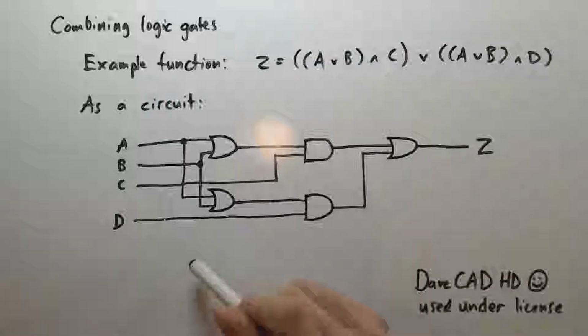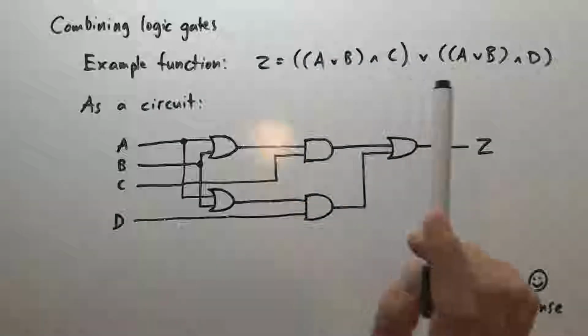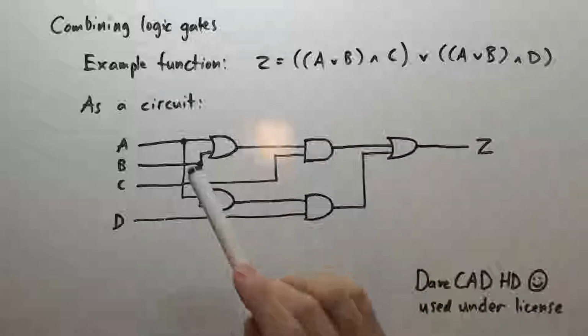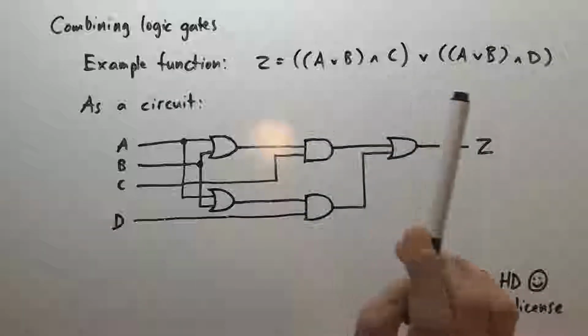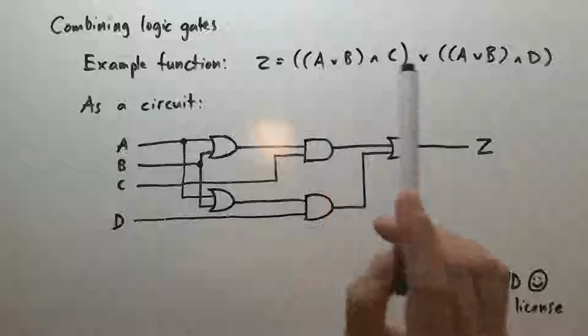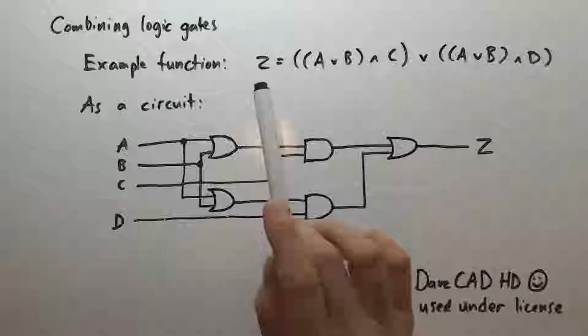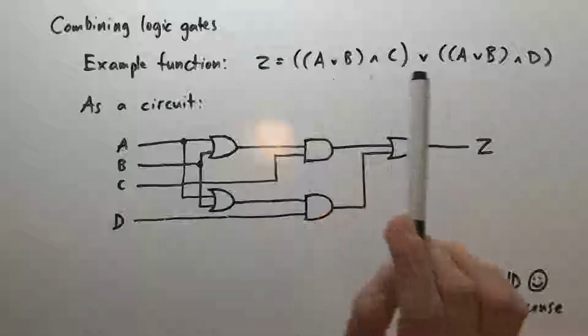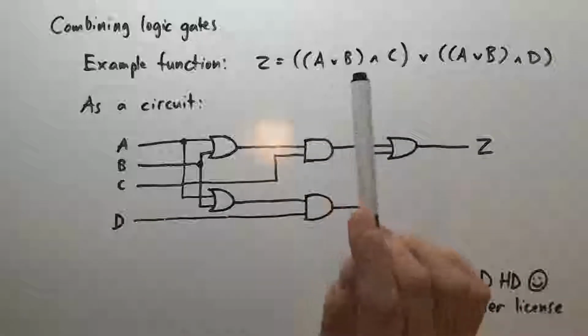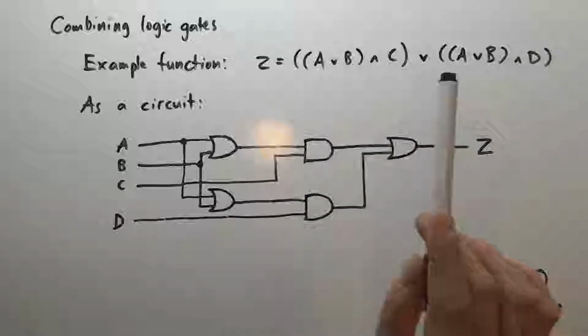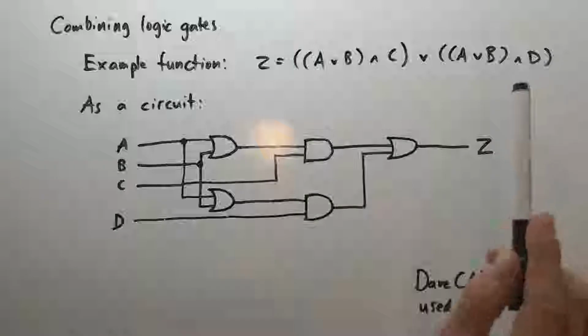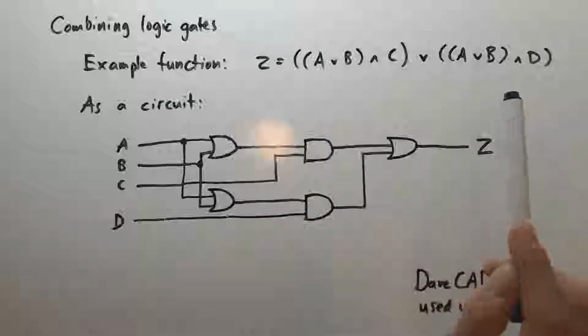So now we're ready to talk about how to implement an arbitrary Boolean function using logic gates. And so here's our arbitrary Boolean function that we've expressed using Boolean algebra. Our output z is going to be true if either a or b is true and c is true, or a or b is true and d is true. That's our arbitrary Boolean function.